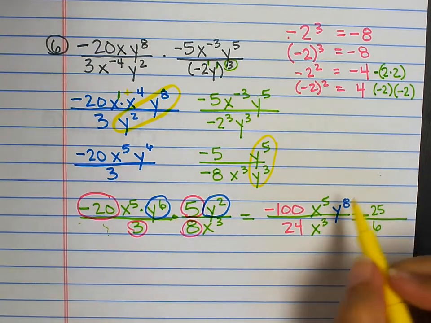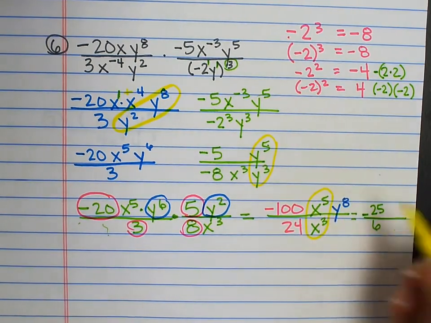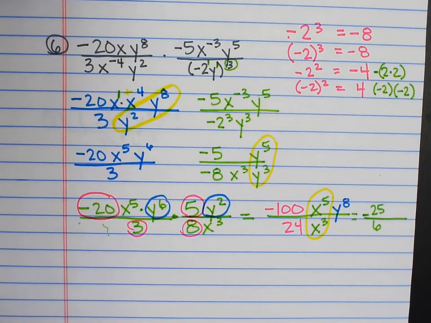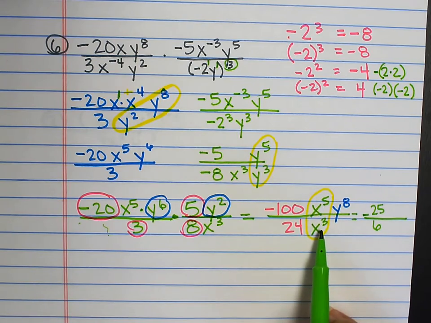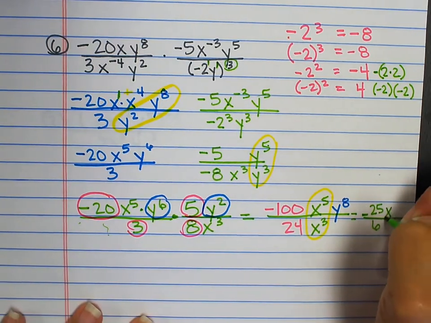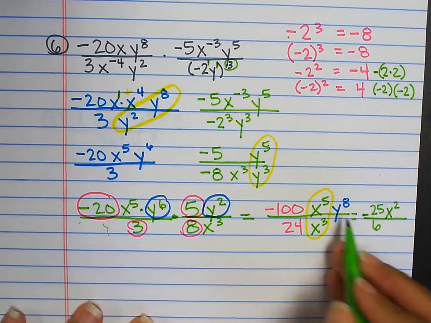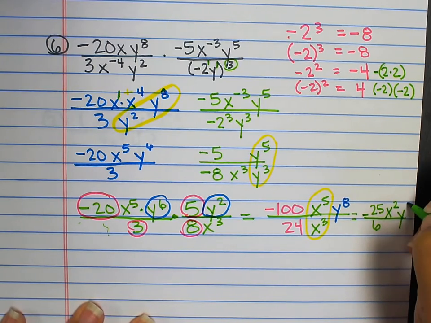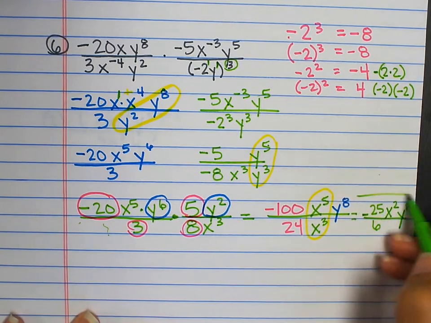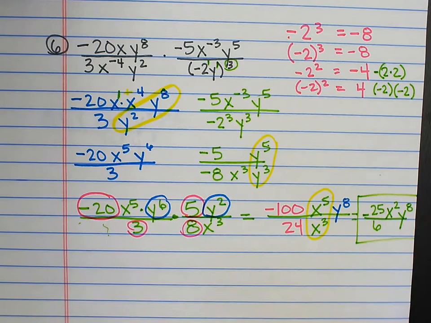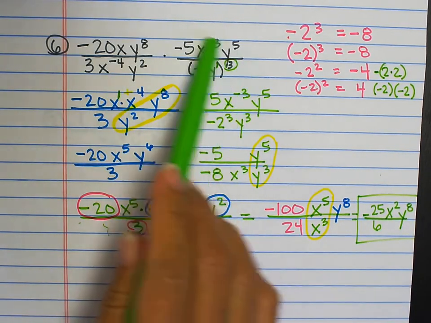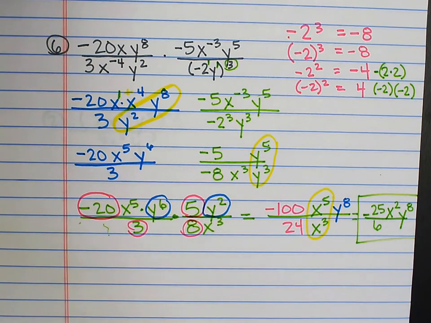I have dividing powers with the same base, which is 5 minus 3, going to be 2. And then this y to the 8th doesn't have anything to combine with. So there is our final answer. This big old problem turned into negative 25x squared y to the 8 over 6.